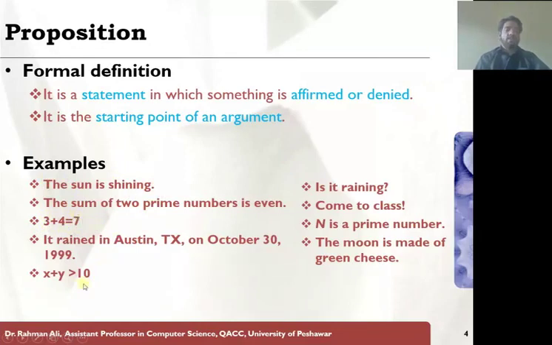So it is a proposition. Now take x plus y is greater than 10. We cannot say anything about its truth or falseness, because we don't know the exact values of x and y. If we put in values such that the sum is greater than 10, then it is affirmed. But if the total is less than or equal to 10, then it is denied. In the same way, "Is it raining?" and "Come to the class" are also propositions. So a proposition is nothing but a statement which can be either true or false.